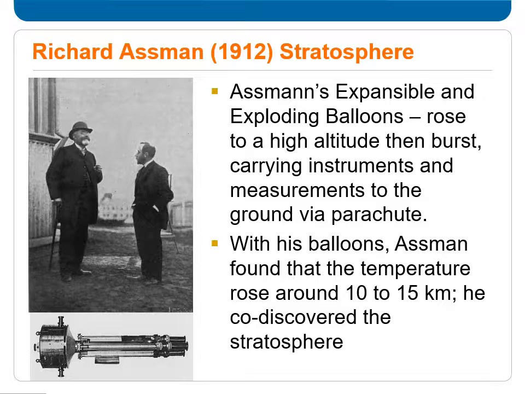Assmann flew instruments on his expansible and exploding balloons high in the atmosphere, finding that not only did air stop cooling at a certain altitude, it started to warm from 10 to 15 kilometers in the atmosphere. He shares the credit of discovering the stratosphere with Teisserenc de Bort. Assmann's probes included aspiration psychrometers to measure moist air.